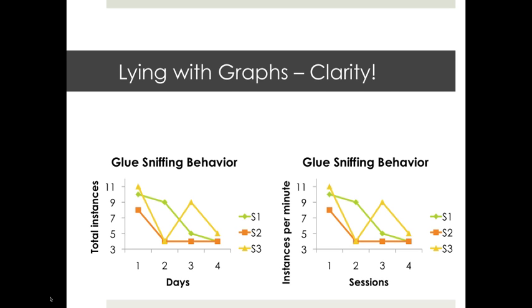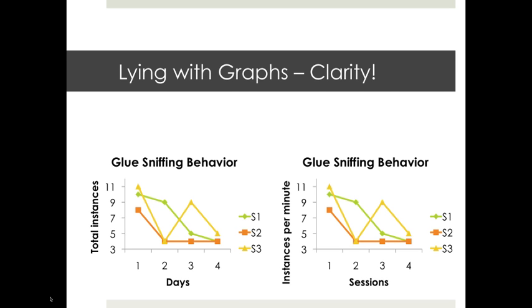So there's a couple problems here. Let's go through the first one, that I changed the total instances to total instances per minute. So you see a dramatic change in what's being presented on the graph. And you should, in your head, be thinking, oh my gosh, those kids were sniffing 11 sniffs of glue a minute on the first day, and then they drop down and so on and so forth.